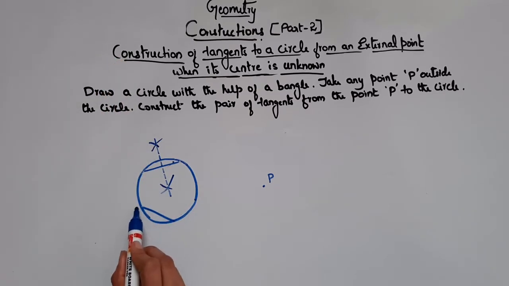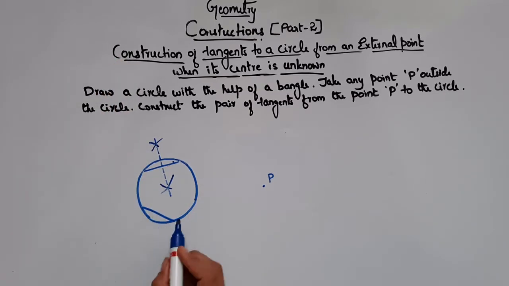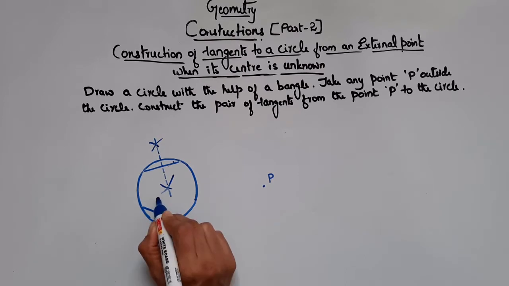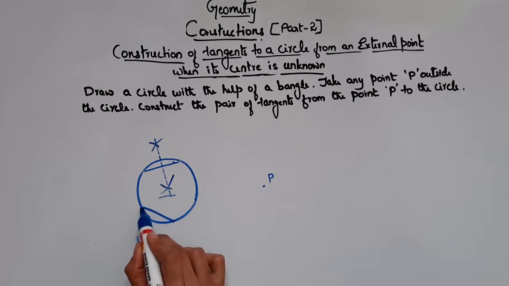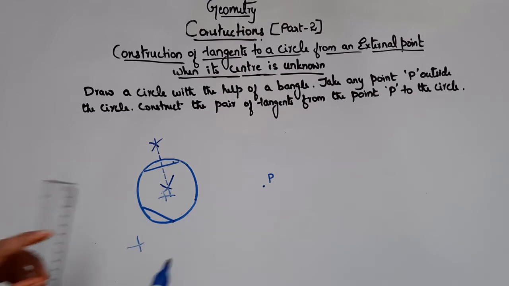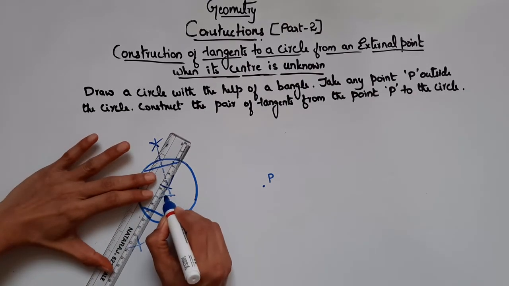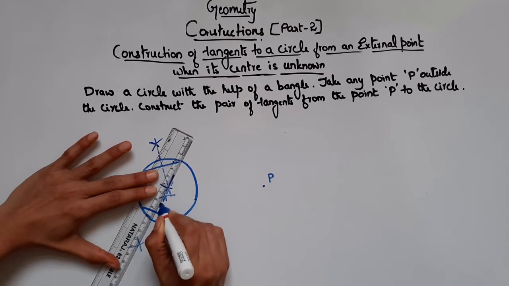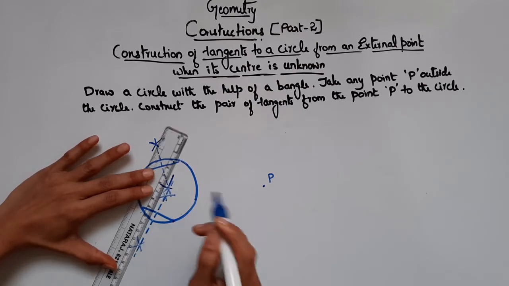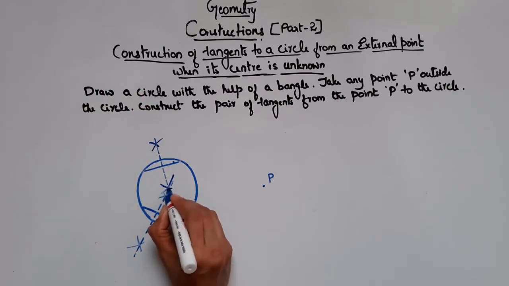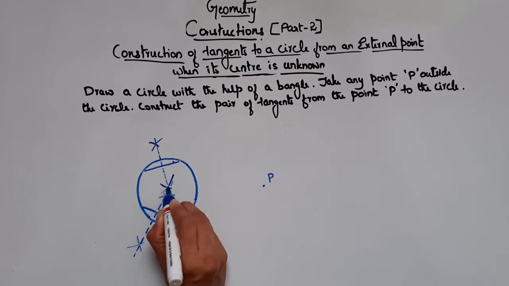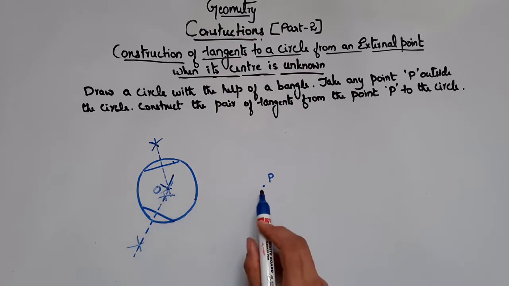Now you will find the perpendicular bisector of this chord. Same procedure, you will keep your compass at this point, draw an arc like this, and now you will keep your compass at this point and cut this arc. Now join these 2 points. The point of intersection of these two lines, this point is your center of the circle. Let's take this point as O. So now let's join this center with point P.